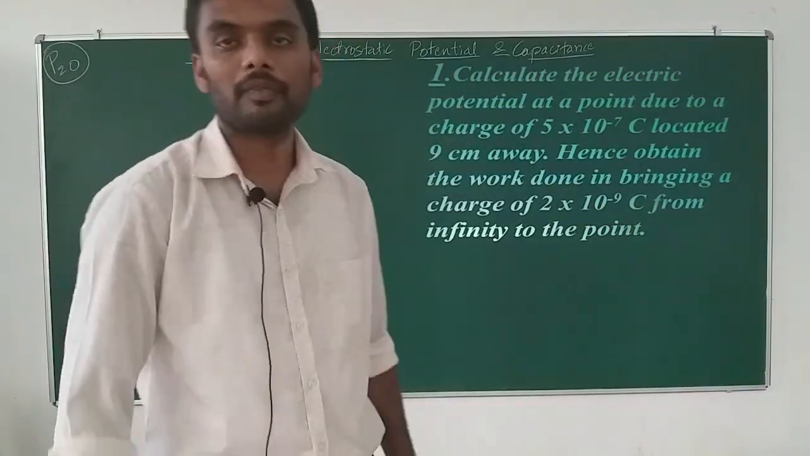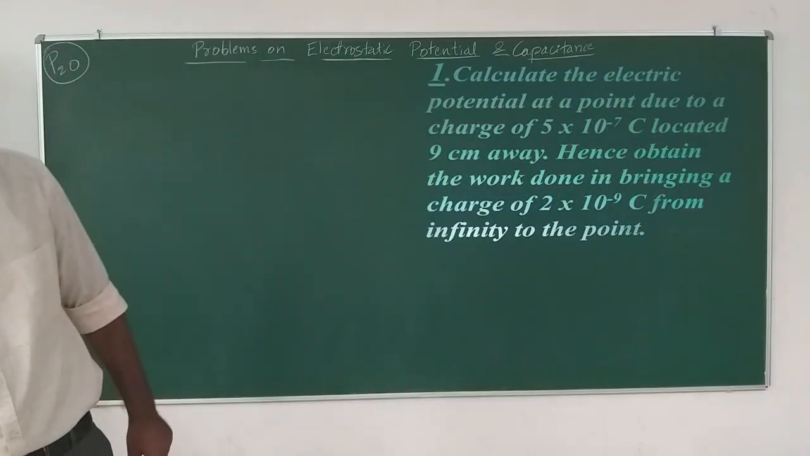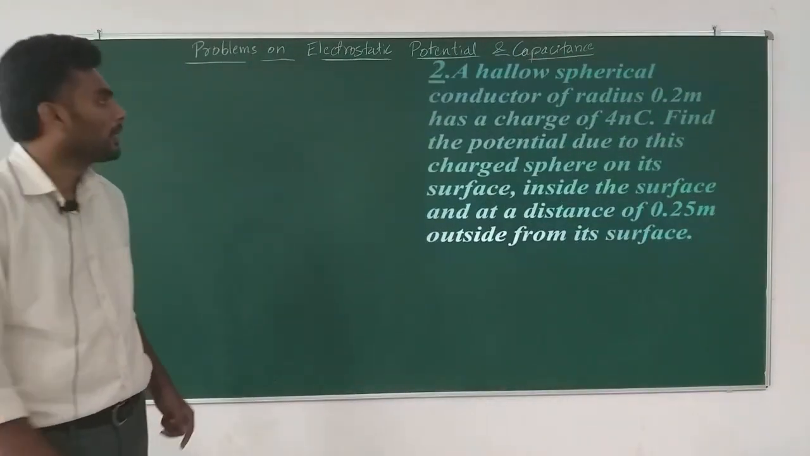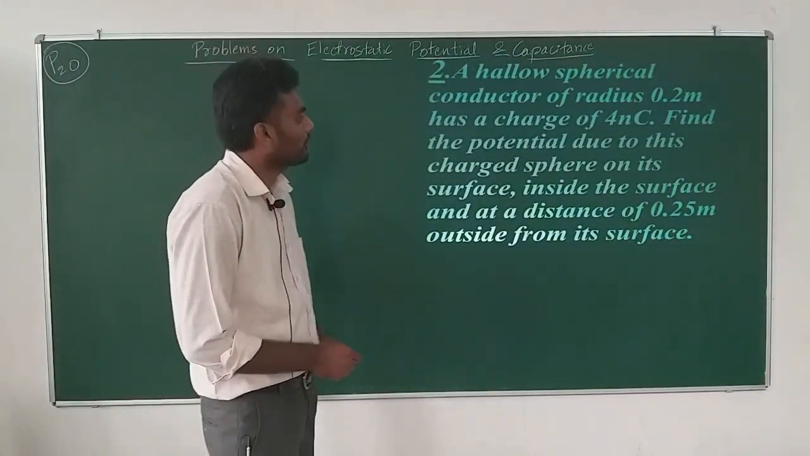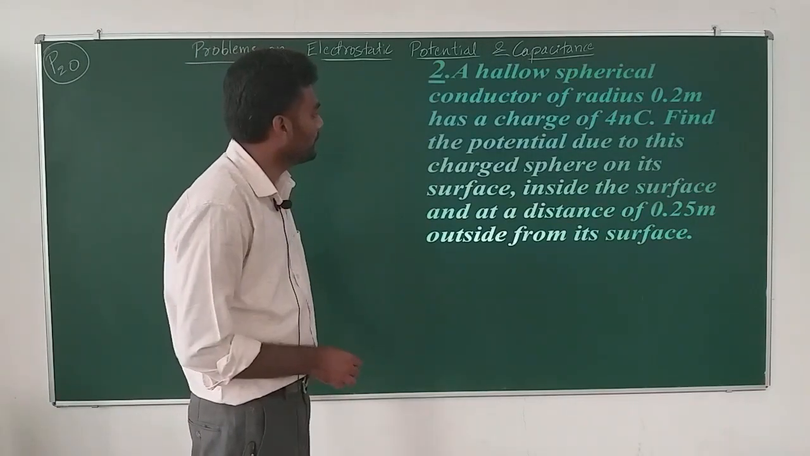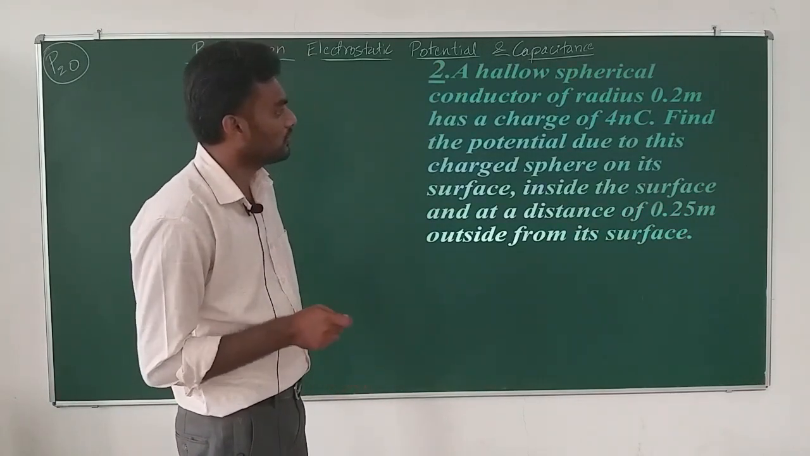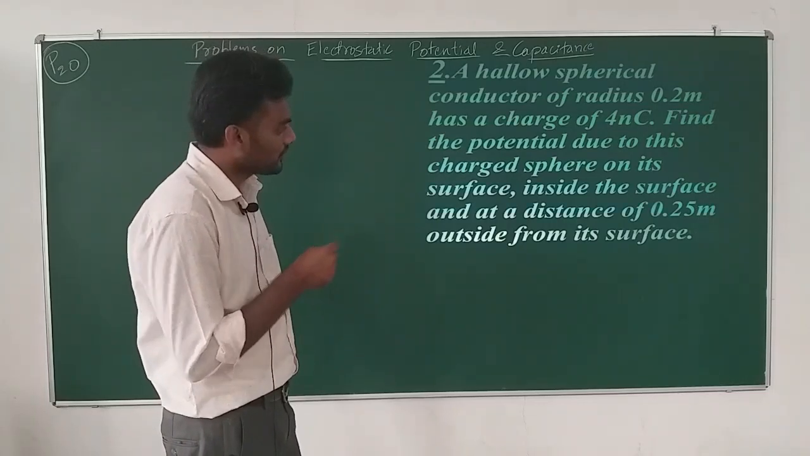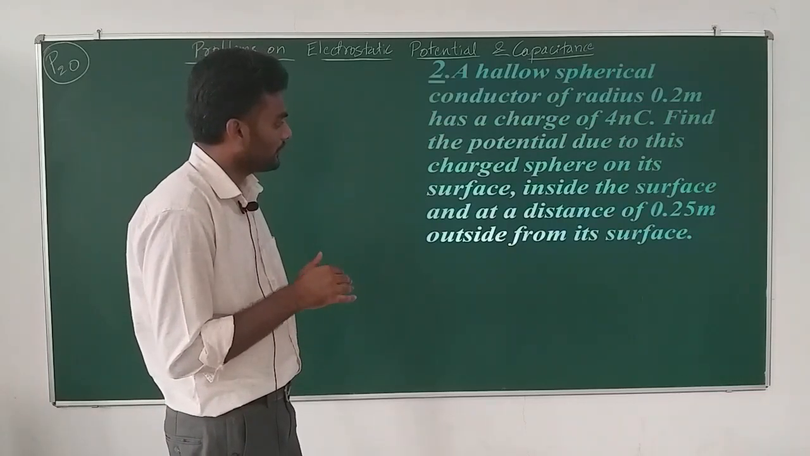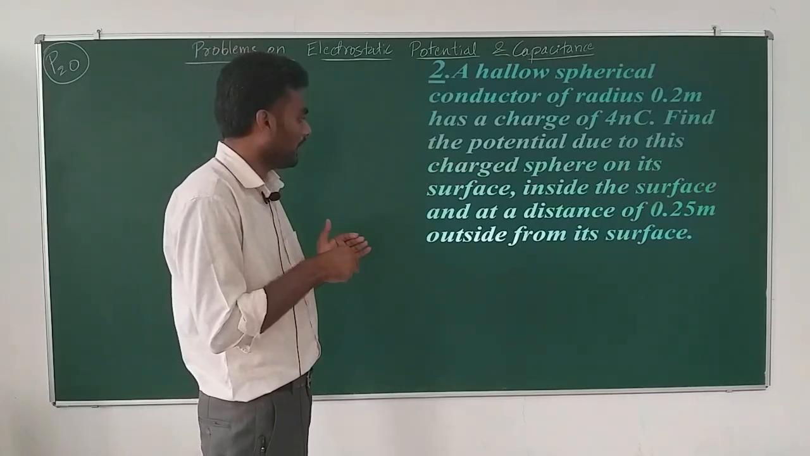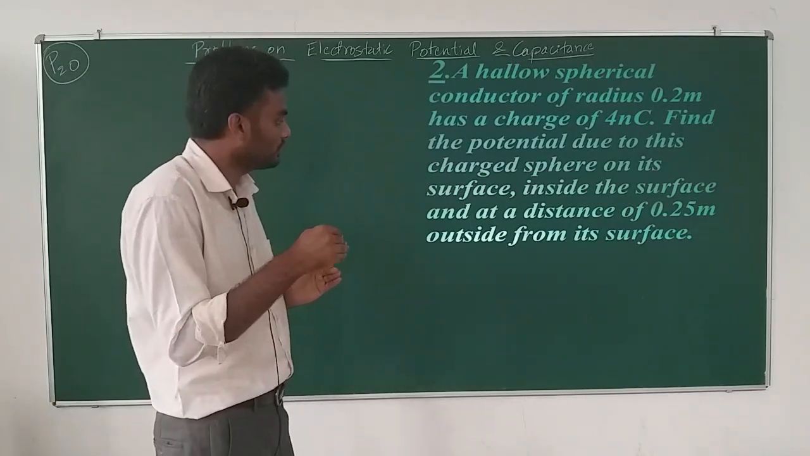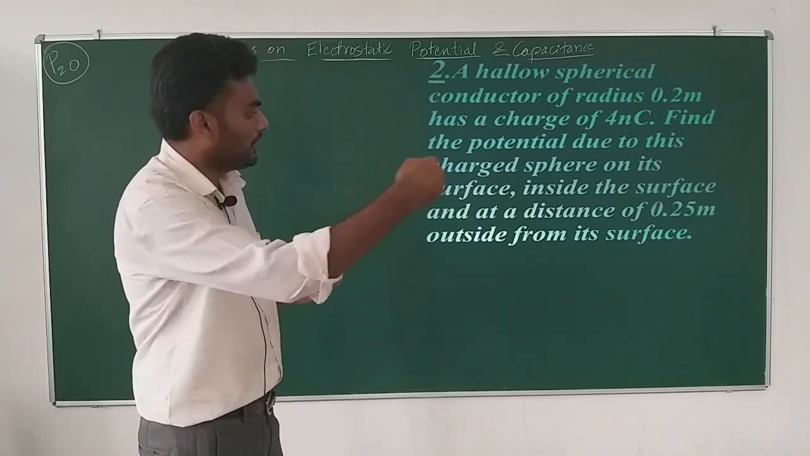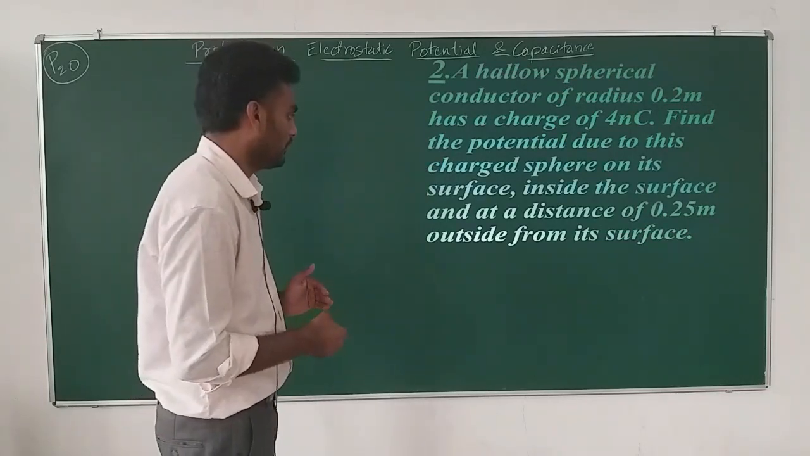Right. The next question is as follows. A hollow spherical conductor of radius 0.2 meter has a charge of 4 nanocoulomb. Find the potential due to this charged sphere on the surface, inside the surface, and at a distance of 0.25 meter outside from its surface.